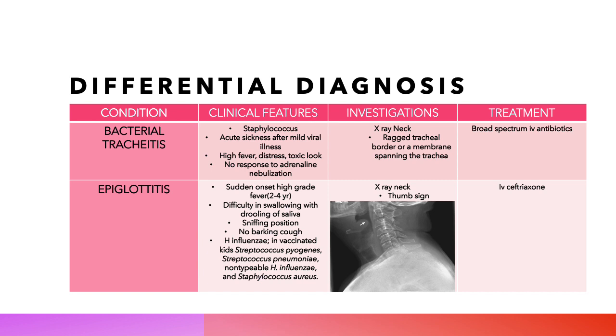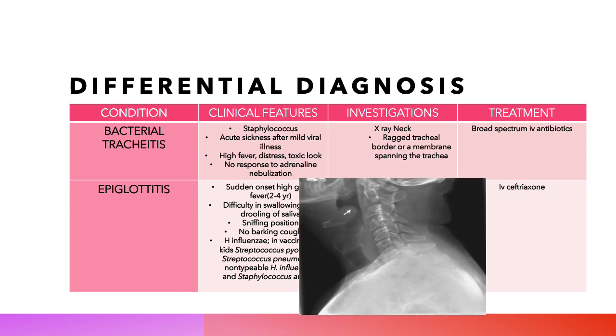When we do an X-ray, what do we get? We get thumb sign in epiglottitis. What is thumb sign? As you can see here, the inflamed epiglottis looks like a thumb. So, this shadow of epiglottis looking like a thumb is known as thumb sign, which is seen on lateral view of X-ray neck. How do we manage a case of epiglottitis? By giving intravenous ceftriaxone.